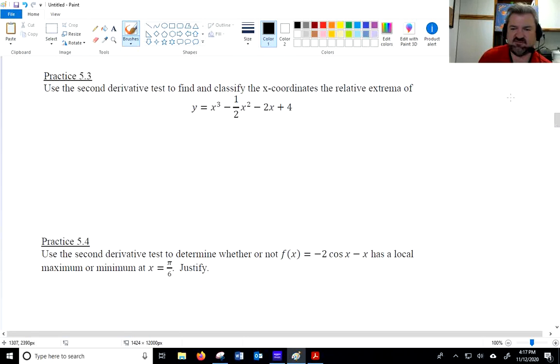Okay, let's practice using the second derivative test with an equation. Well, you know how to use the first derivative test, but let's practice the second derivative test. Go ahead and pause the video, find the relative extrema, and classify them with the second derivative test. All right, let's see how we did.